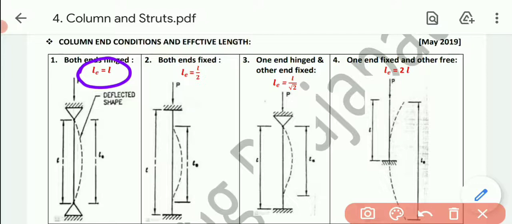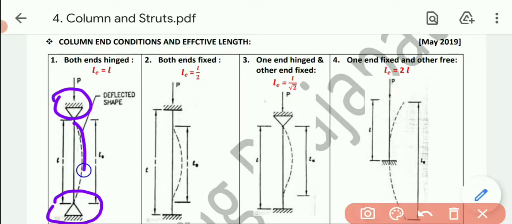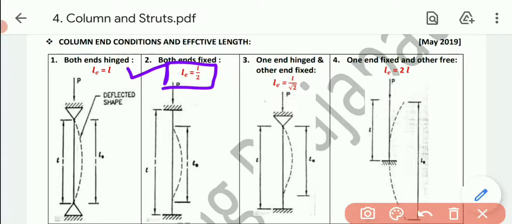So LE equals L. LE stands for effective length and L stands for original length. Over here in the figure you can see 2 hinge supports are there, so its effective length is also equal to the original length. Second, both ends are fixed, so in this case the condition will be LE equals L by 2.